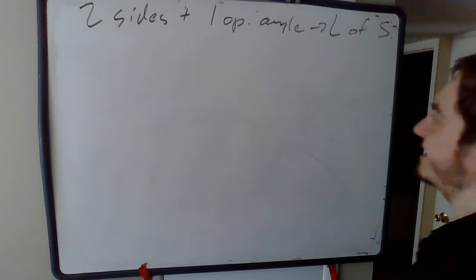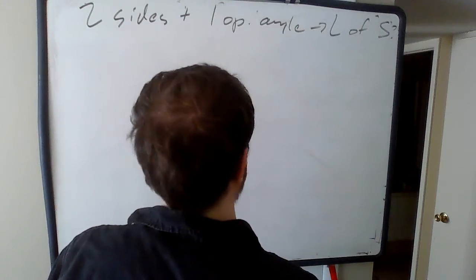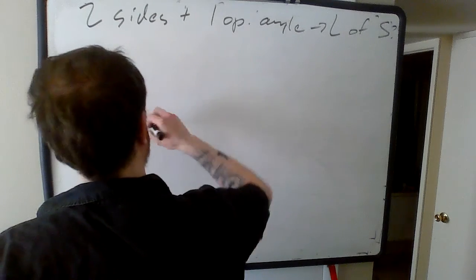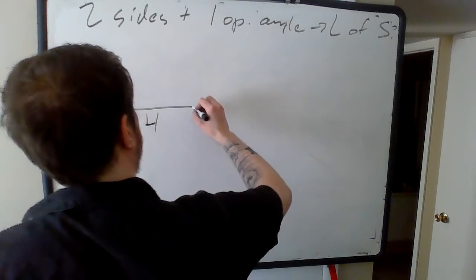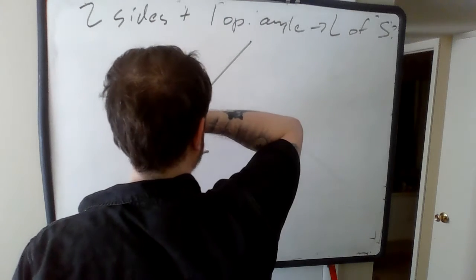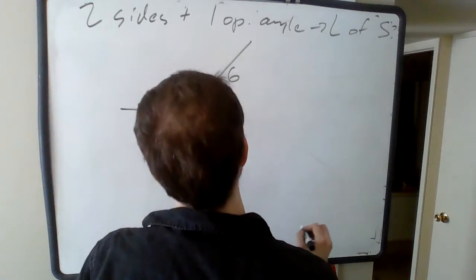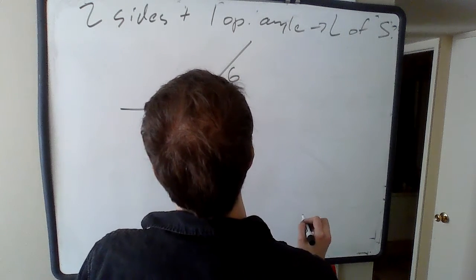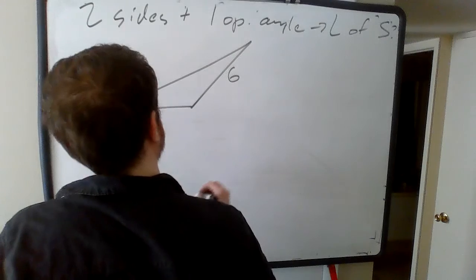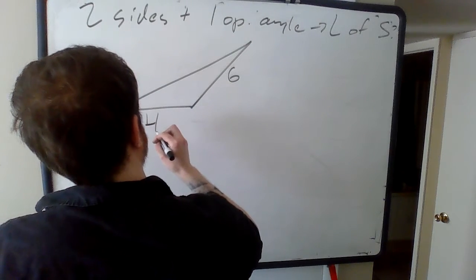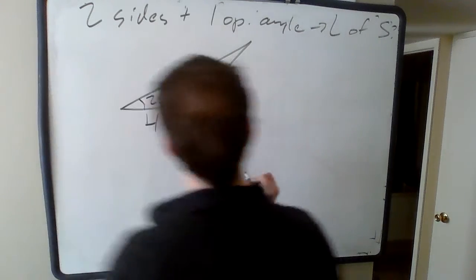So let us take a look at an example where I know 2 sides and I also know one of the opposite angles. So let me draw a triangle here and let's see if I can actually draw this thing reasonably. So let's say I know that this side has a length of 4 and let's say that this side has a length of 6. And let's suppose that what I know is that this angle is 25 degrees.